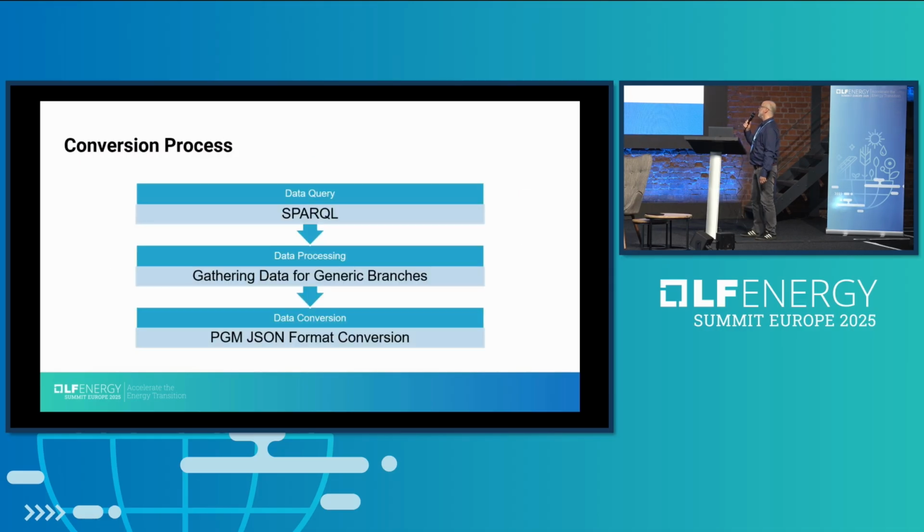And in more detail, the first step in the conversion process is to set up a SPARQL query. Then we generate the data for the generic branches and transform the data into the PGM JSON format, so PGM can run with it.